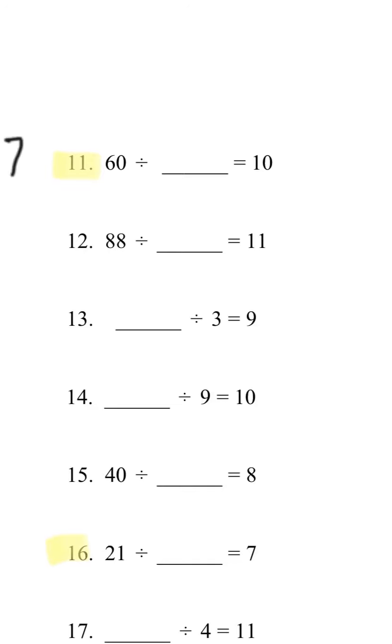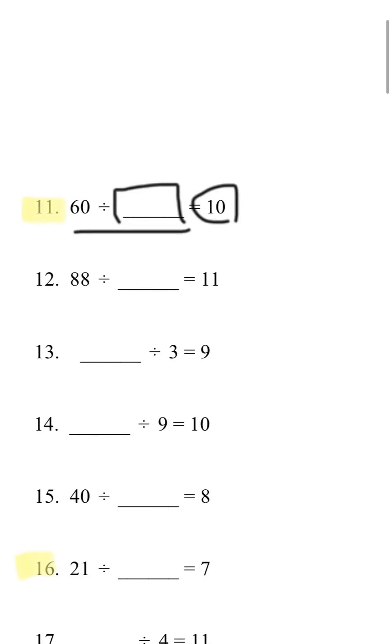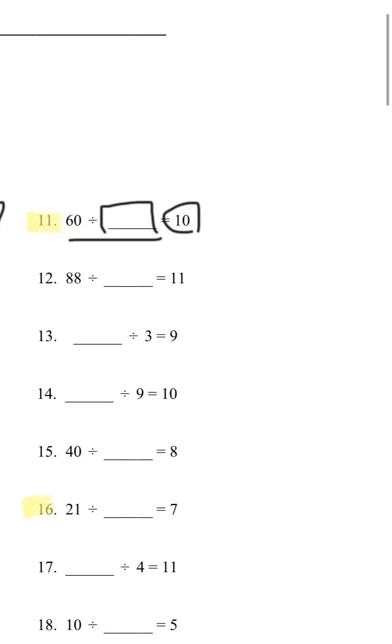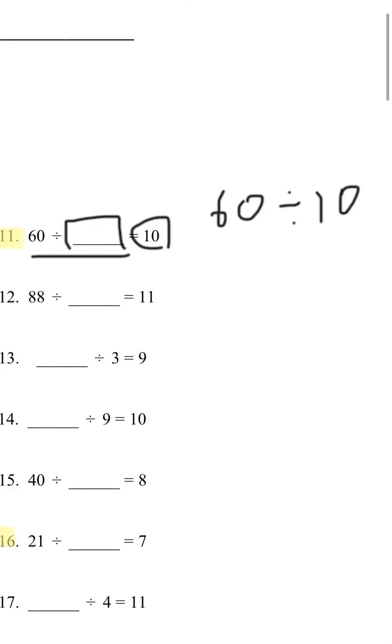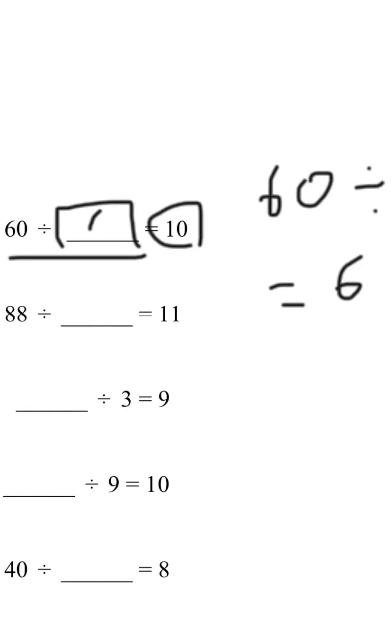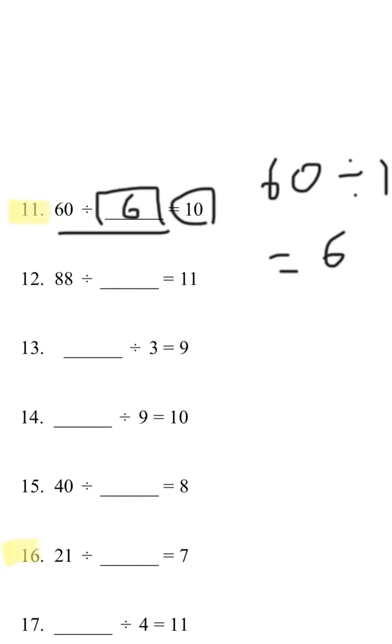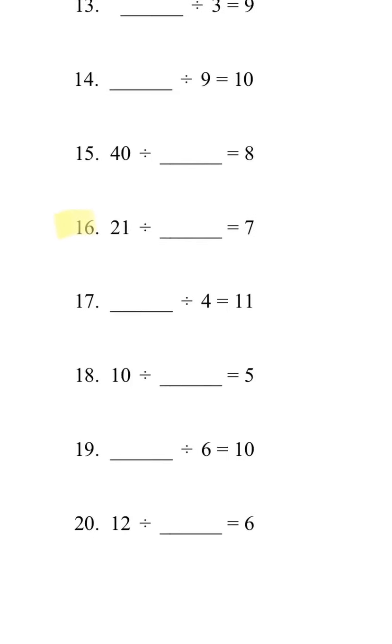Number 11. So now it is 60 divided by blank equals 10. Well, let's think of it this way. We could find that blank by doing 60 divided by 10. Okay? What's 60 divided by 10? 10 times what equals 60? 6, right? So your answer is 6. So 60 divided by 6 equals 10.